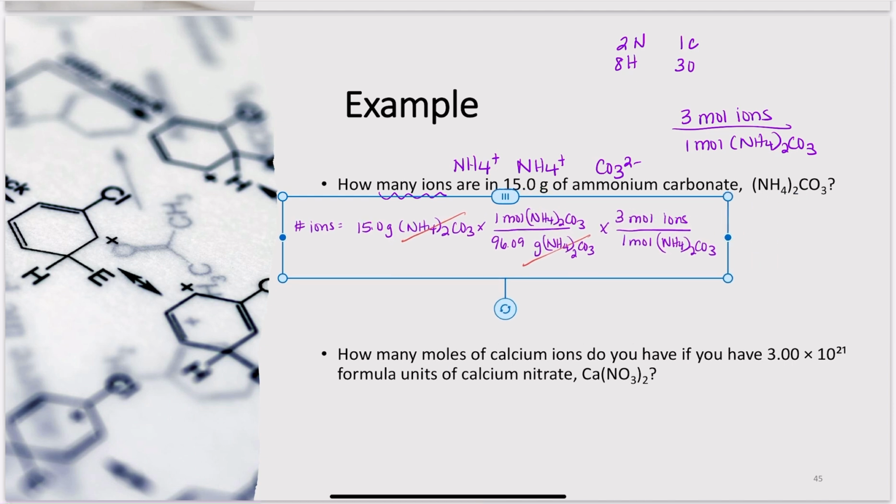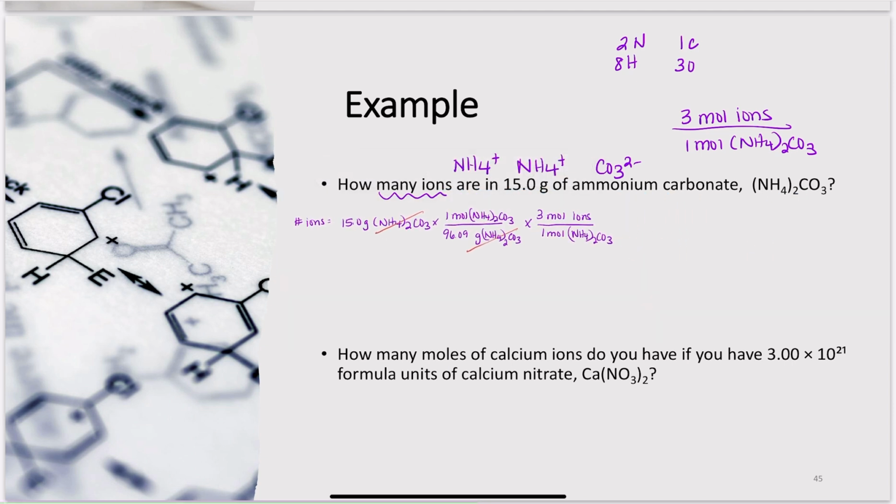So that cancels out my moles of ammonium carbonate. Now I've got moles of ions, and so now I can go to number of ions. So Avogadro's number, 6.022 times 10 to the 23rd ions per every 1 mole of ions. This gives me 2.82 times 10 to the 23rd ions.